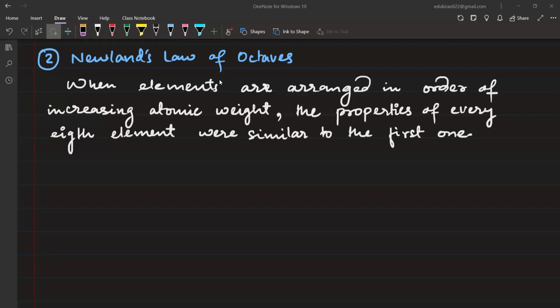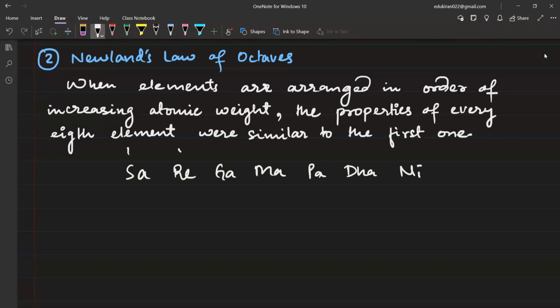Maybe, at that time, music was something which was for the elite class also. People used to go to orchestras and everything. So Newland saw these octaves as a very general rule, and he saw it as very poetic in nature. He says that as in our musical notes, we have sa, re, ga, ma, pa, dha, ni. So this is 1, 2, 3, 4, 5, 6, 7. Sa, re, ga, ma, pa, dha, ni.